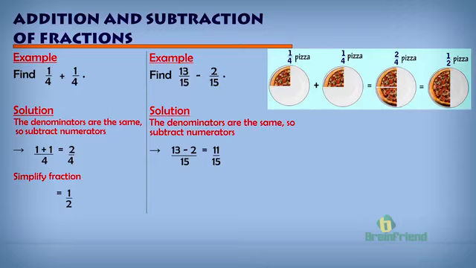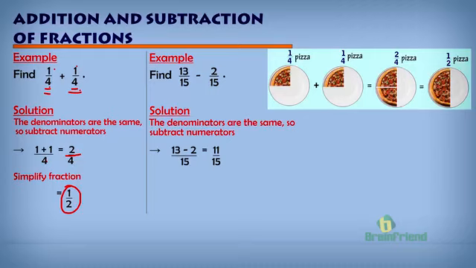If you were asked to find 1 over 4 plus 1 over 4, quickly take a look at the denominators. They are the same. For such cases, they are very simple to add. We simply add up the numerators, 1 plus 1, which would give us 2, and we put it all over the common denominator, which is 4. 2 over 4 can be simplified to give us 1 over 2.